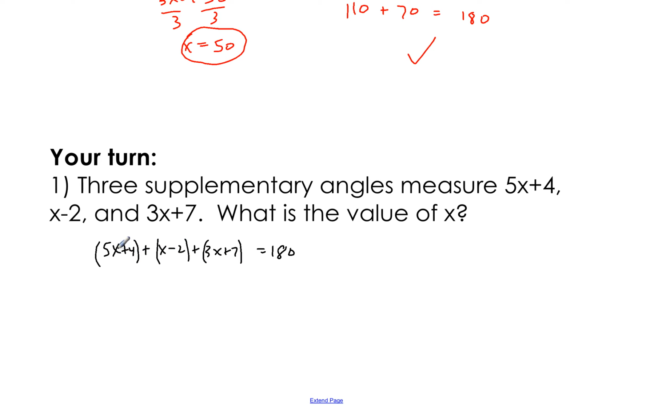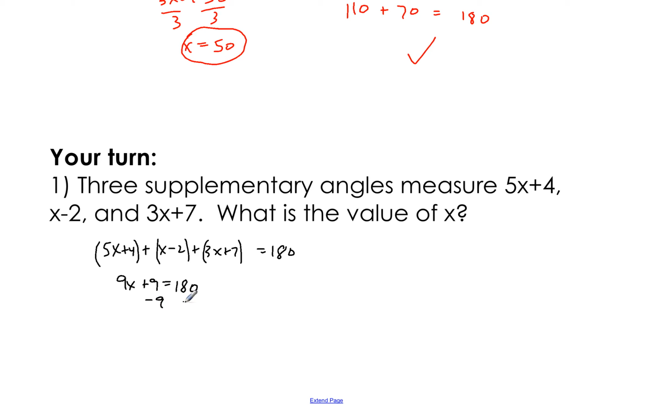But what's nice about this is I can easily identify which angle each of these are and figure out which one is the larger or smaller or medium angle if they ask me to. Anyway, let's combine like terms. So I have 5x plus x plus 3x, which is 9x. I have 4 minus 2, which is 2, plus 7, which is 9. So I have 9x plus 9 is equal to 180.